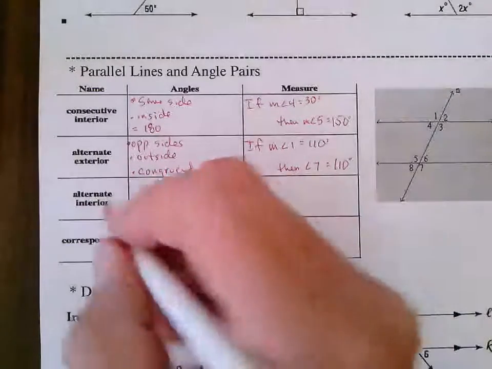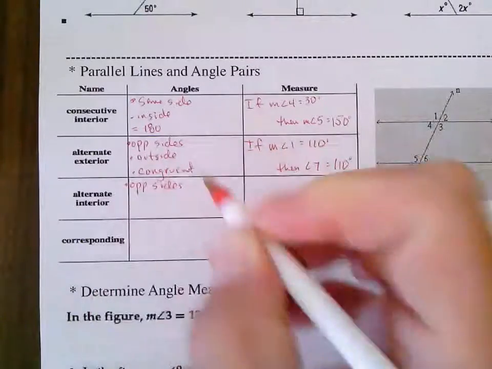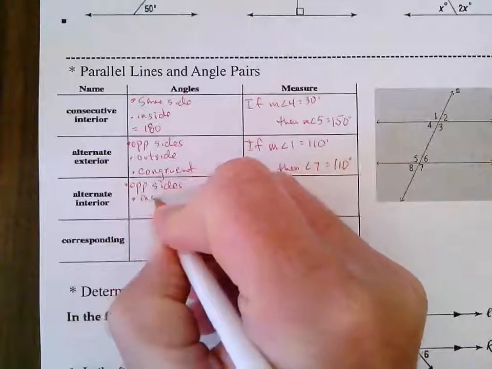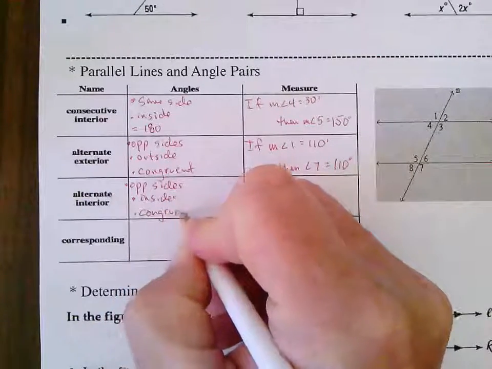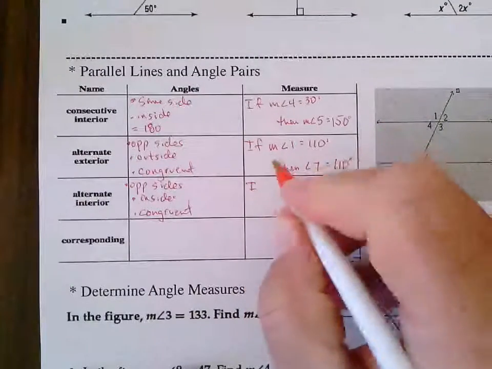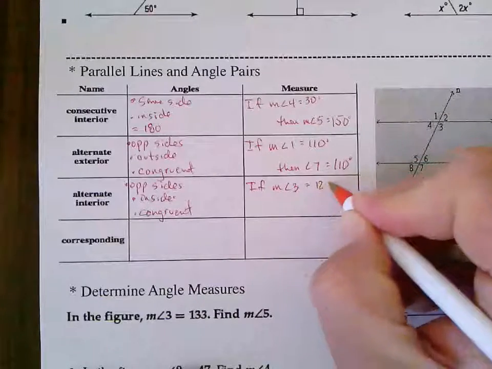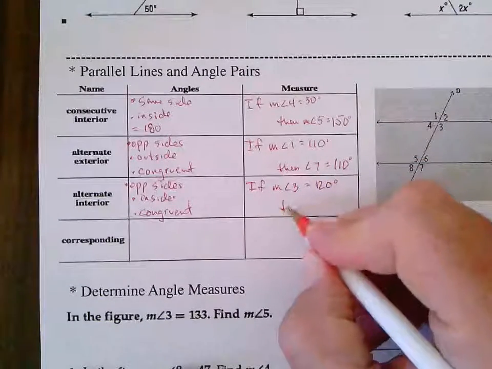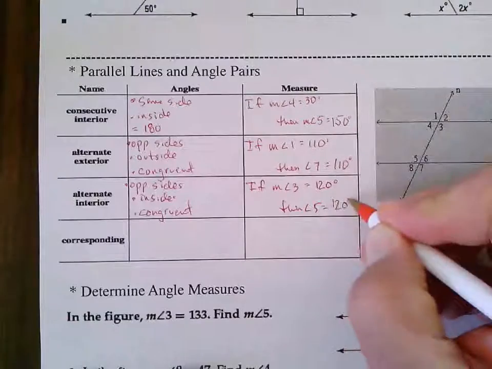Alternate interior, they again are opposite sides of the transversal. They're inside. And they are also congruent. So if the measure of angle 3 equals 120 degrees, then angle 5 equals what? Okay, well, here's angle 3. That's on the inside. The alternate interior angle to angle 3 would be angle 5. There it is. Alternate interior, they're the same, so that has to be 120 also.